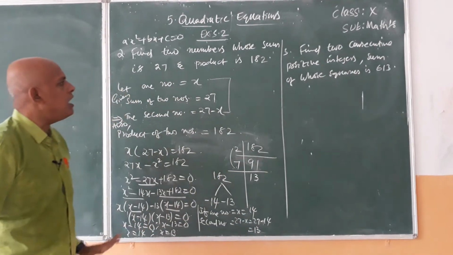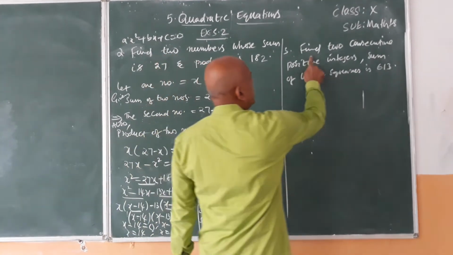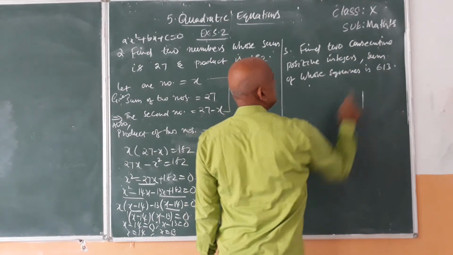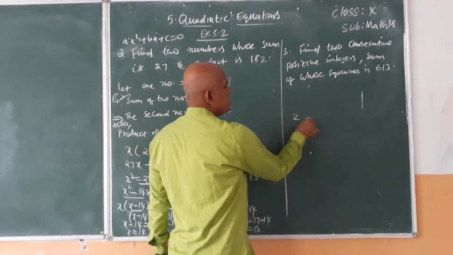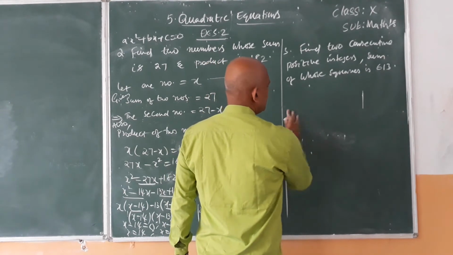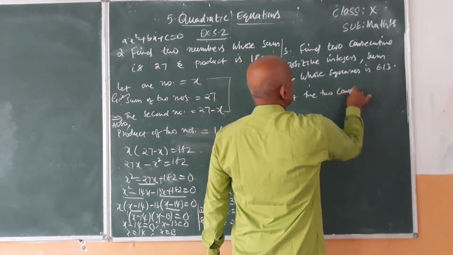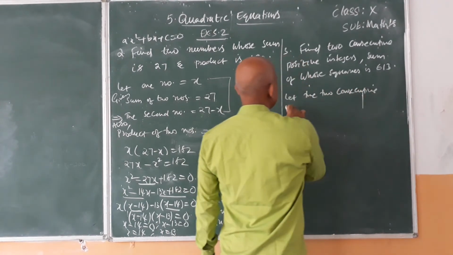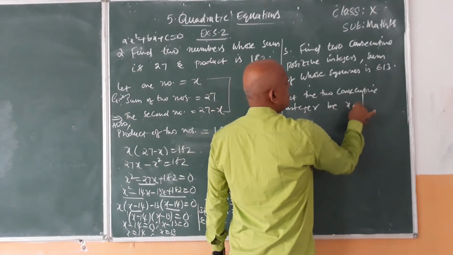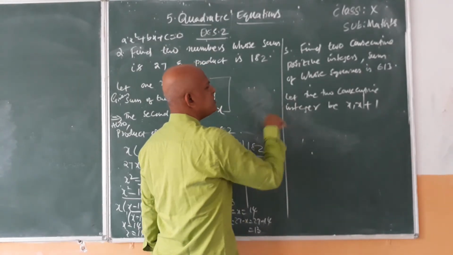Okay, now we'll go for the next problem. Find two consecutive positive integers, the sum of whose squares is 613. Consecutive integers means, suppose 2 is one number, 3 is the consecutive number. If x is one number, its consecutive integer is x plus 1. So let the two consecutive integers be x, x plus 1. Consecutive means the next number.